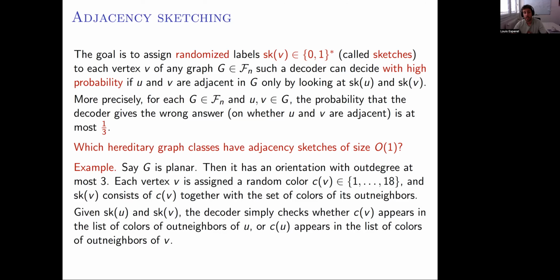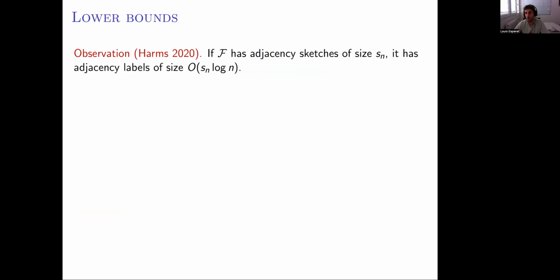All right. So we saw lower bounds for adjacency labeling. What are natural lower bounds for adjacency sketching? There's a very nice observation of Harms, which is that once you have adjacency sketches, you can de-randomize them, and the cost is only logarithmic in n. So you only pay a log n multiplicative factor when de-randomizing. You can transform adjacency sketches into adjacency labels in this way.